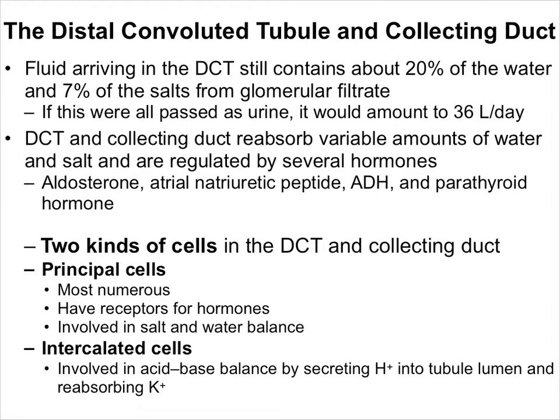While acid and potentially base is excreted throughout the proximal convoluted tubule, primarily, most of the control over pH happens in the distal convoluted tubule. And it is a potassium hydrogen antiporter. So you would reabsorb potassium and secrete hydrogen.